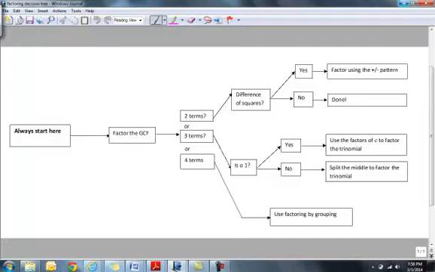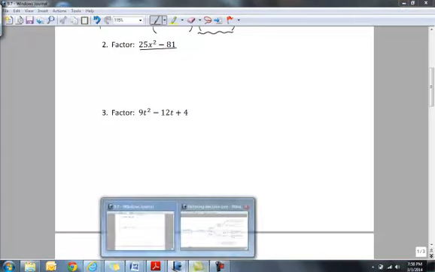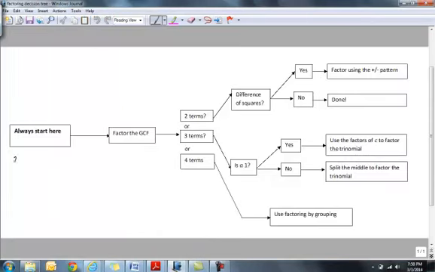So we're going to try that here with number 2. So number 2 is 25x squared minus 81. So I'm just going to write that over here. We're supposed to factor this. And we're going to always start here and go from left to right. So my first step is to factor out the GCF. So between 25x squared and 81, there actually, in this case, is not a GCF. And that's okay. We just say, no, there's not a GCF. We're going to keep going.